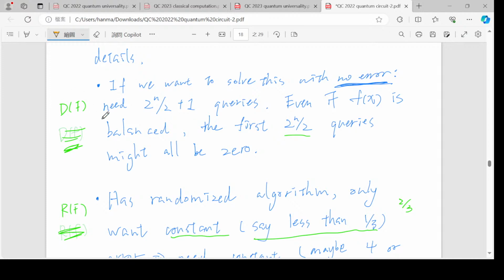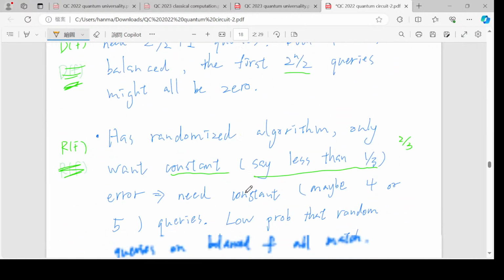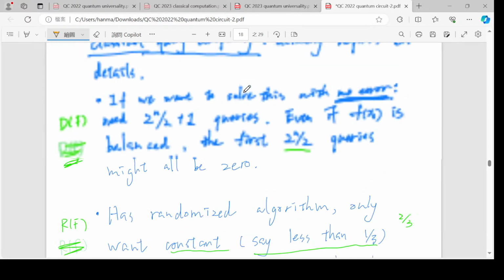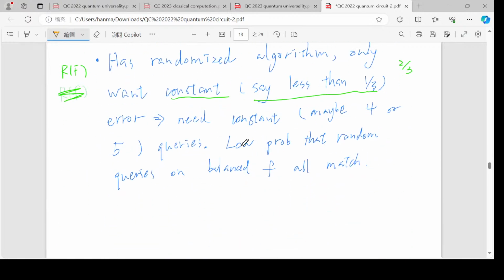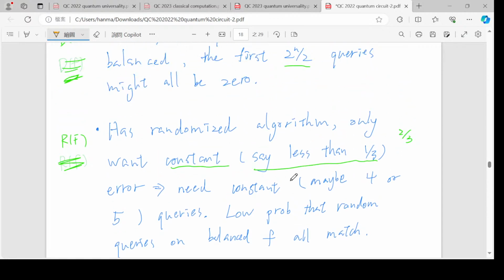But if you allow some error, then we see that we don't need too many queries to do this classical query algorithm with constant error probability. So say you want error like 1 over 3, so you'd be correct. Usually we assume error less than 1 over 3, or success probability bigger than 2 over 3.